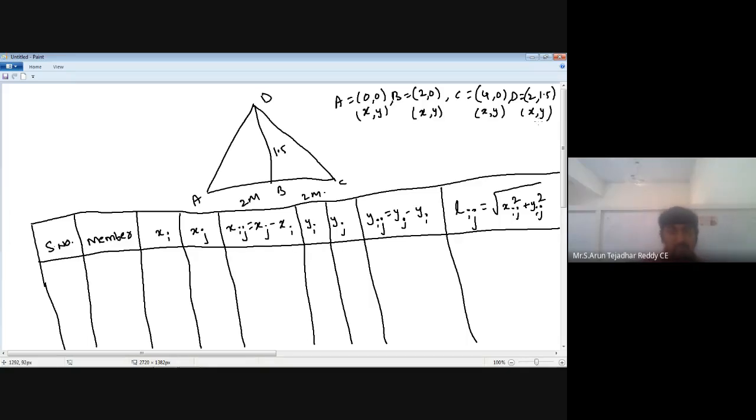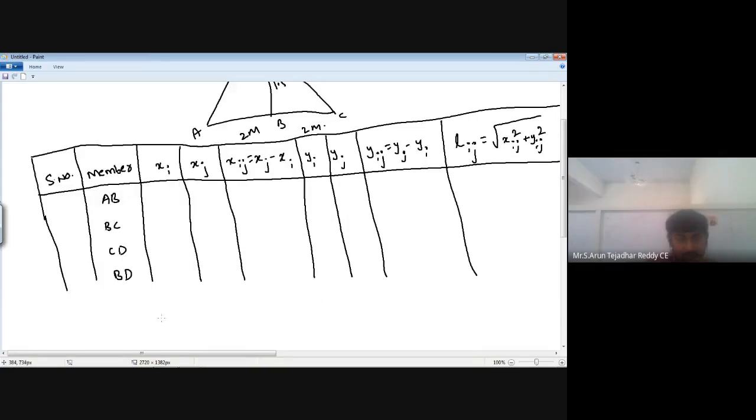Now right here, what members are acting in this given truss? That is AB member, BC, CD, BD and AD. Totally 5 members. 1, 2, 3, 4, 5.